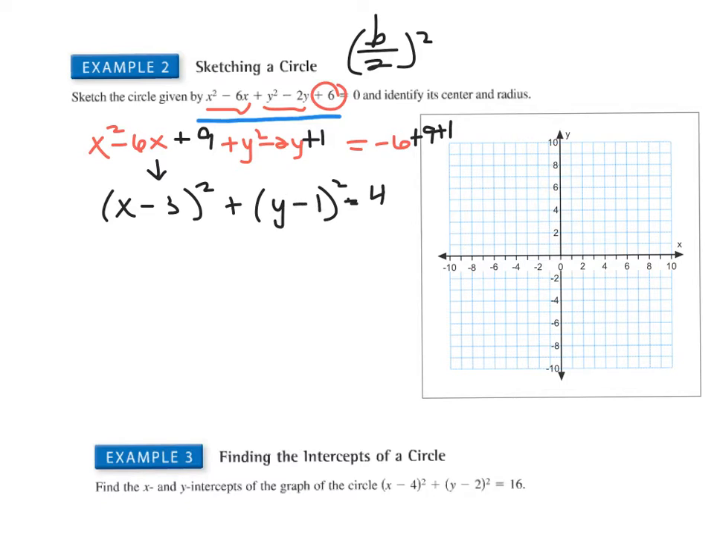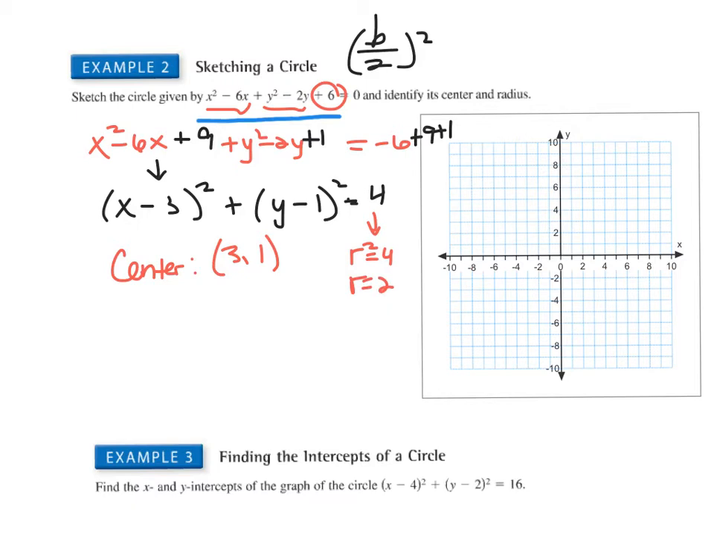Okay, the nice thing about that is now we know our center. What you'll notice is that h and k are the opposite signs of what's given. So our center is 3, 1, kind of like what we're used to doing with like vertex form of a quadratic. This is our radius squared, right? So r is going to equal 2, so our radius is 2.